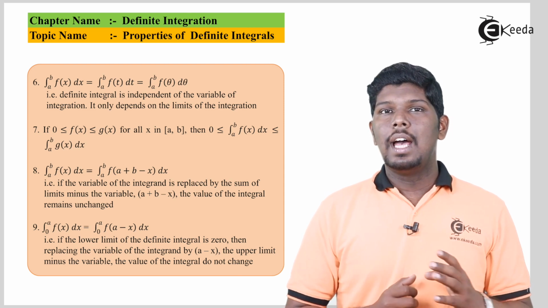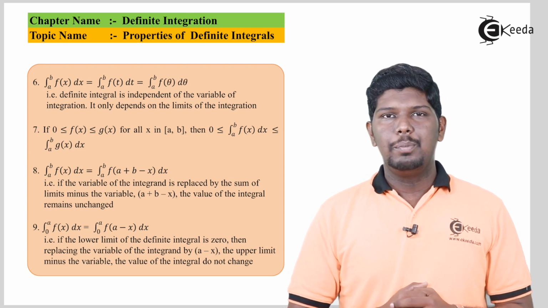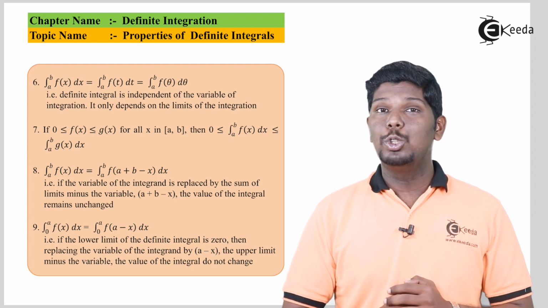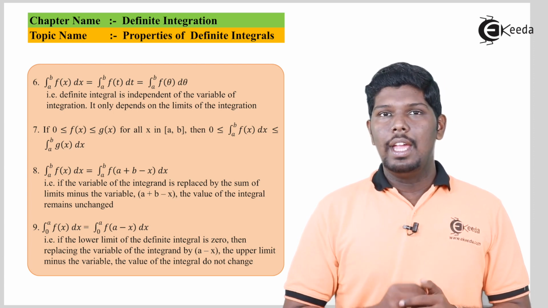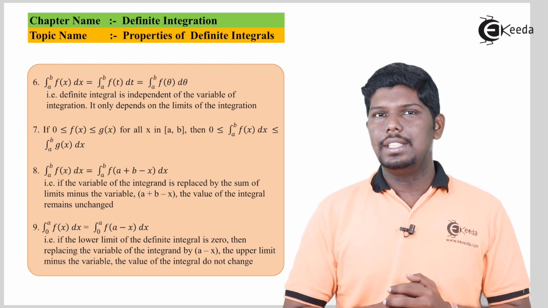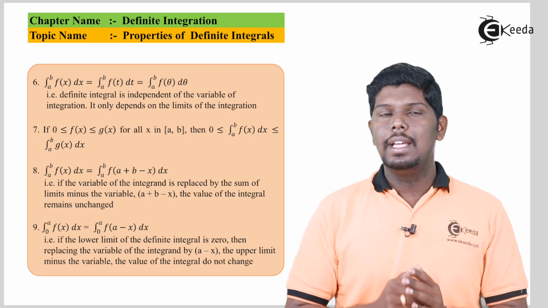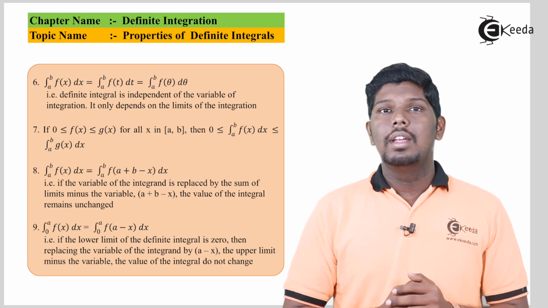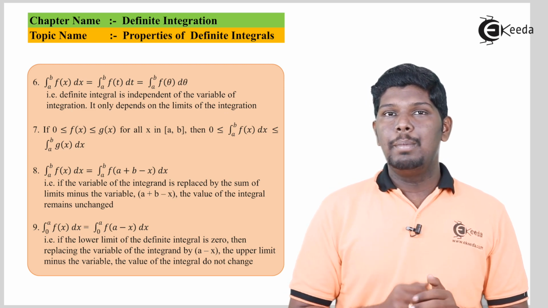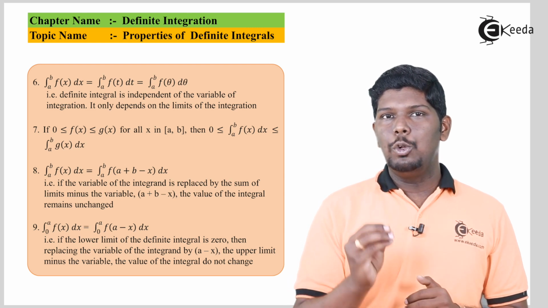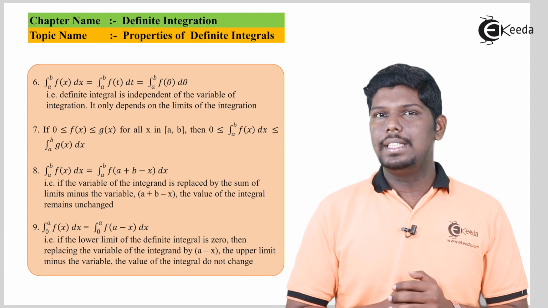Now the next properties are very important. That is property number 8. If I say we have integral a to b f of x dx, that can be also written as integral a to b f of a plus b minus x dx. So I am going to replace x by sum of lower and upper limit, subtracting the original variable. So we have integral a to b f of a plus b minus x dx.